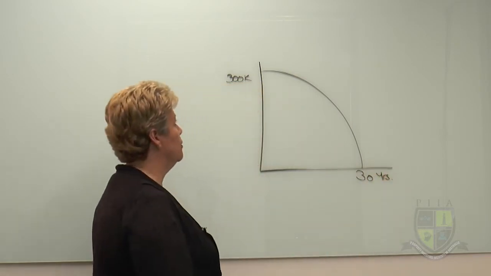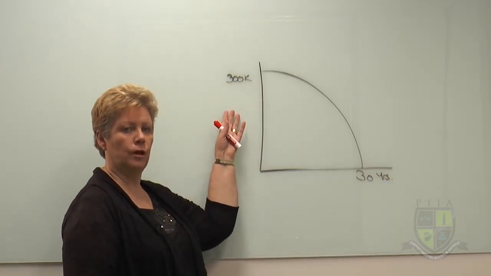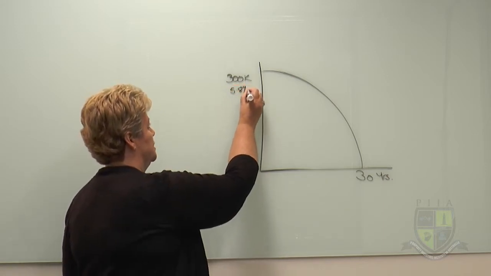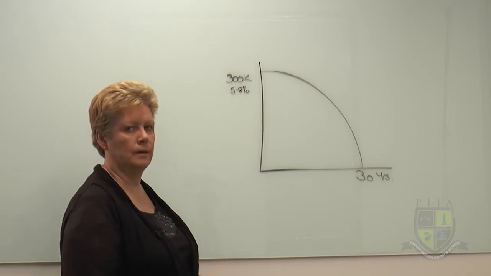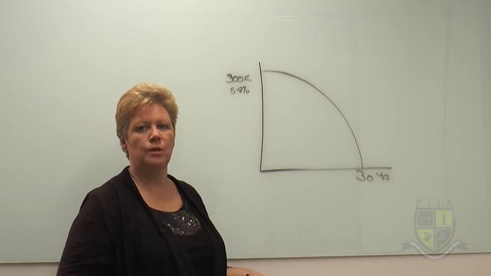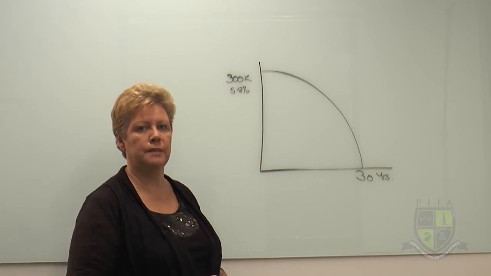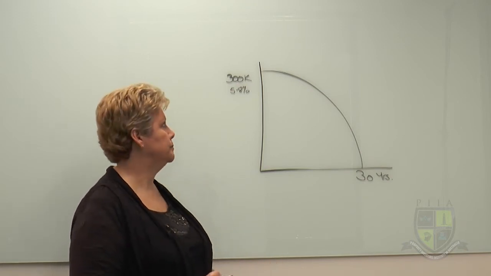Okay, so what we've got here is a $300,000 loan, and I'm going to use an interest rate of 5.8% just to demonstrate this to you. At the moment, home loan rates are somewhere around there, 5.6, 5.5, 5.9%. So we'll work with 5.8%.